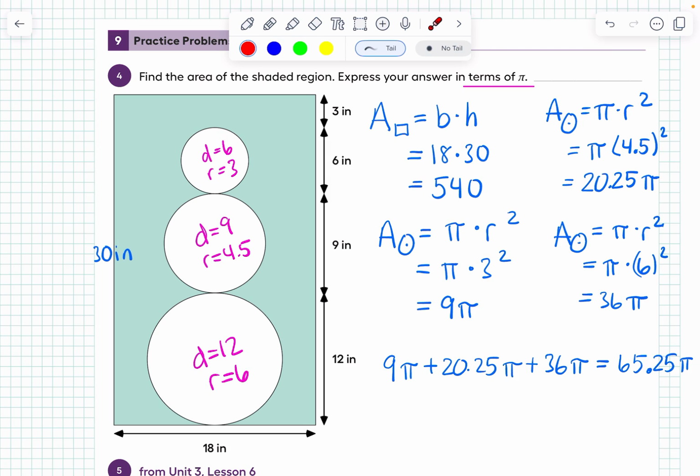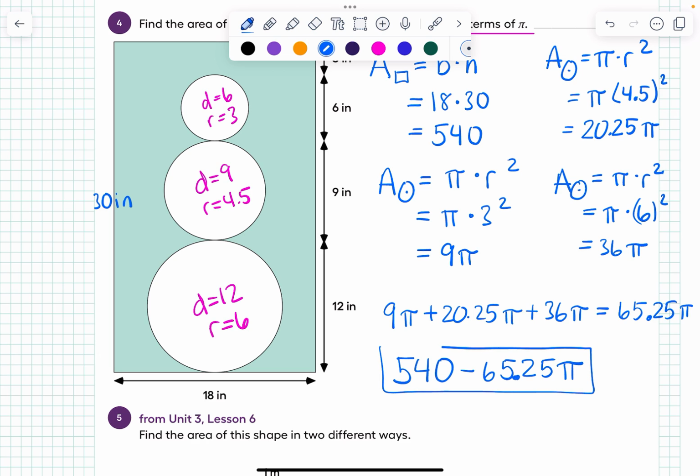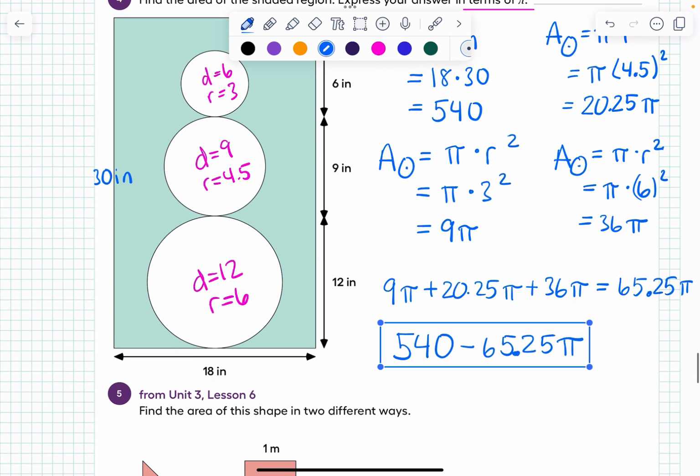So what we need to do is take the area of the rectangle minus the area of the 3 circles, and that would be our final answer. They said they wanted the answer in terms of pi, so that's all you have to do. This is an exact answer because we did not replace pi with 3.14.